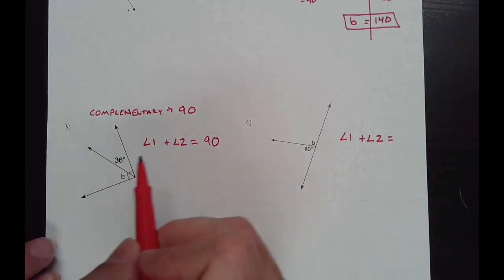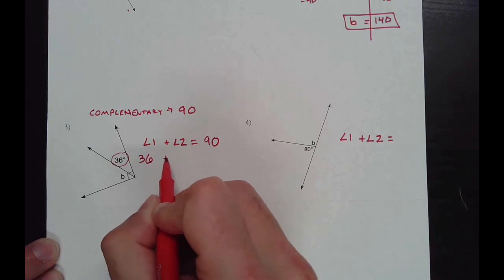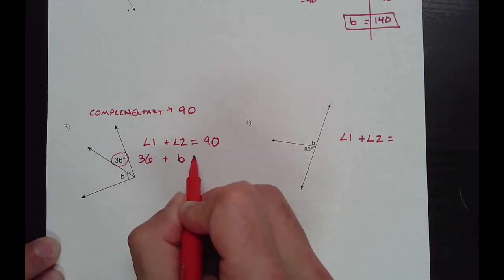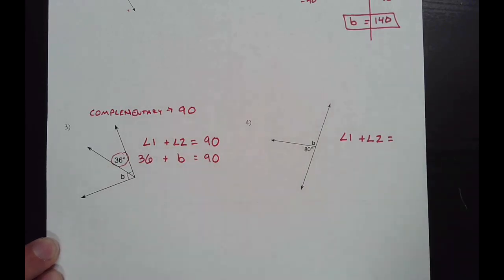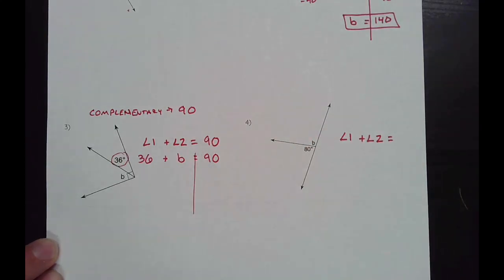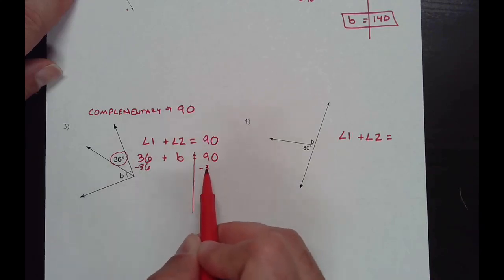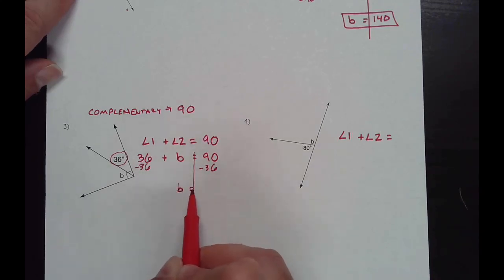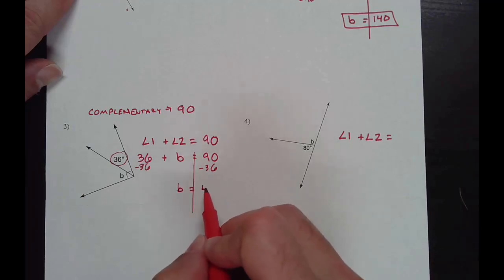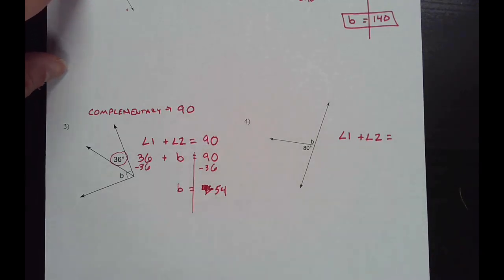I'm going to pick an angle. I'm going to choose this one this time. So I have 36 plus angle 2, which is B, is equal to 90 degrees. Once I have my equation written, I'm going to solve. Minus 36, minus 36, B is equal to 54. Why don't you stop the video here and try problem 4 on your own.